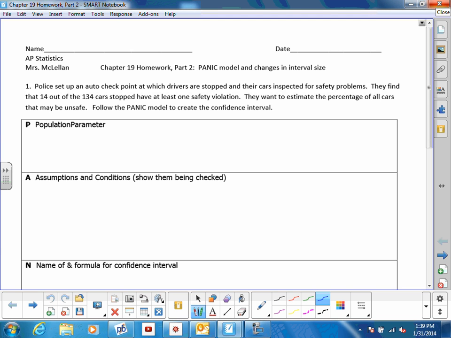Because on this one, I forgot to tell you how confident I want you to be. So number one, I want you to create a 90% confidence interval.